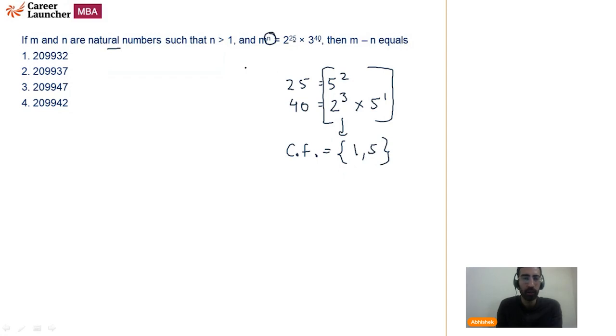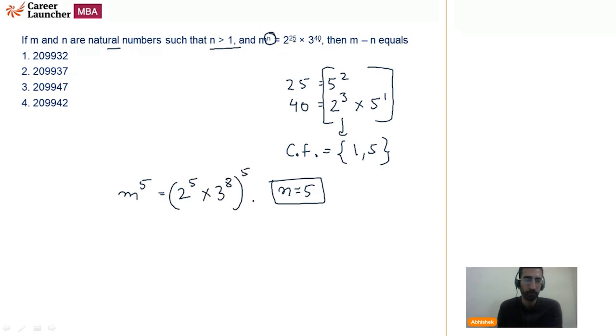So if I want a natural number power here, this power n has to be either 1 or 5, but n is greater than 1, so it can't be 1. And thus, n has to be 5, naturally. n would have to be 5. And therefore, the question is telling you that m to the power 5 is 2 to the power 25 into 3 to the power 40. Let's take 5 power common. So that's 2 to the power 5 into 3 to the power 8 whole to the power 5. And this, of course, cancels out. So m is 2 to the power 5 into 3 to the power 8. And then m minus n basically means whatever value of m comes in minus 5. Now, what is the value of m?